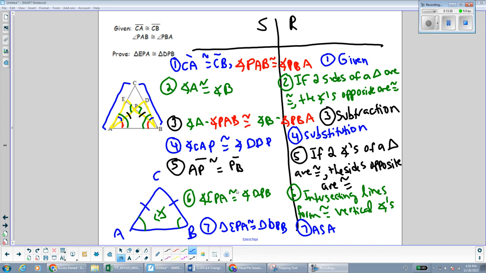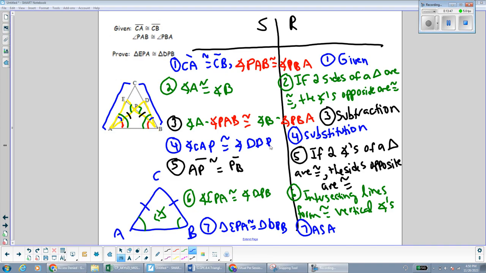Notice the difference in the reasons for step 2 and step 5. Step 2 is using the base angle theorem because we were starting with the information that the sides of the big triangle were congruent, and we were drawing the conclusion about its base angles, the opposite angles from the sides. So notice how that's worded. If two sides of a triangle are congruent, the angles opposite are also congruent.